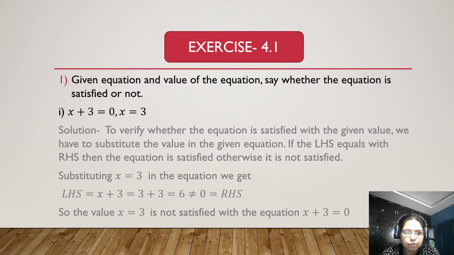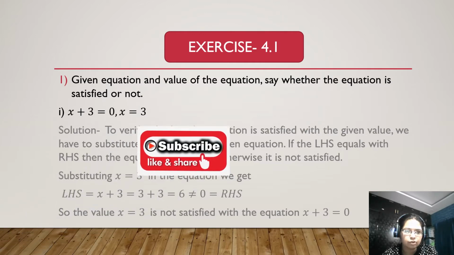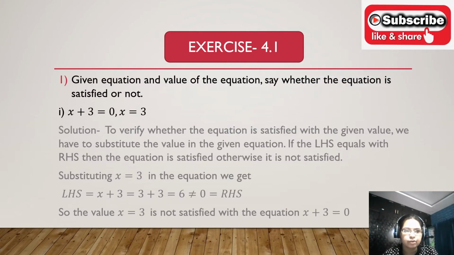Now we will solve question number 1. Question number 1 gives an equation and a value of the variable, and asks whether the equation is satisfied or not. First part is x plus 3 equal to 0, x equal to 3. To verify whether the equation is satisfied or not, we have to substitute the value of the variable x in the given equation. If the left hand side of the equation equals the right hand side, then the equation is satisfied, otherwise the equation is not satisfied.